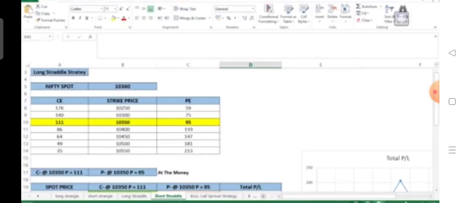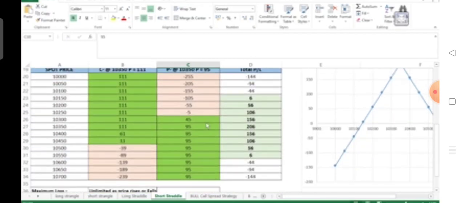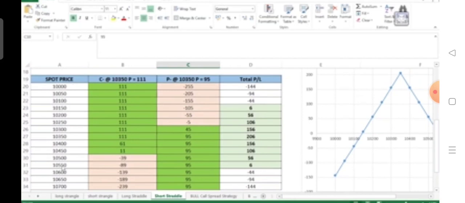As in the previous example, Nifty spot is trading at 10,360 and we are considering the at the money strike price as 10,350. Now instead of buying call and put options, we are selling the call option at 111 and selling the 10,350 put option by receiving a premium of 95. So the total premium which we received is 111 plus 95, giving a total of 206.